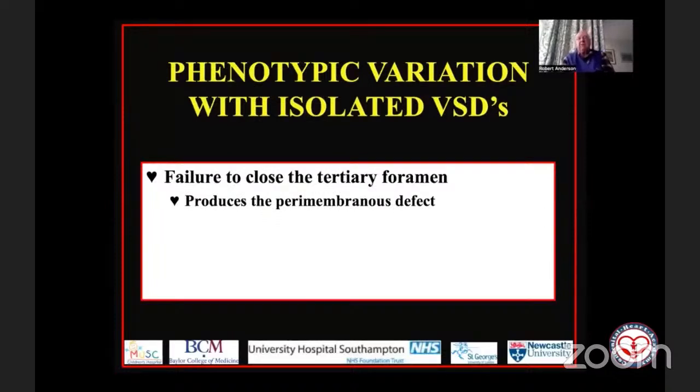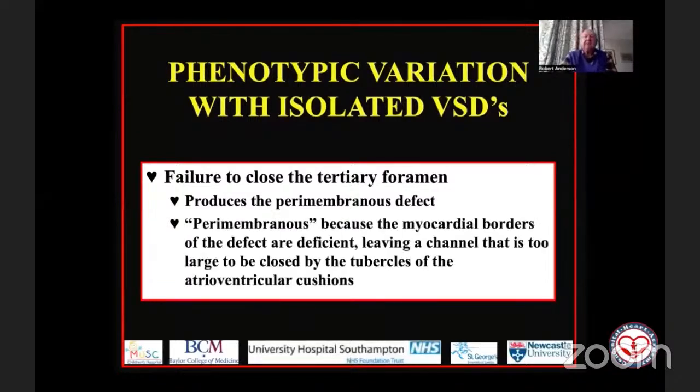But let's start by looking at failure to close the tertiary interventricular communication. Now, this is important because it underscores what is probably the commonest type of isolated defects that comes forward for surgical or transcatheter correction. And this is what we call the perimembranous defect. Now, that term itself has been controversial in the past, but we now know that the defect truly is perimembranous.